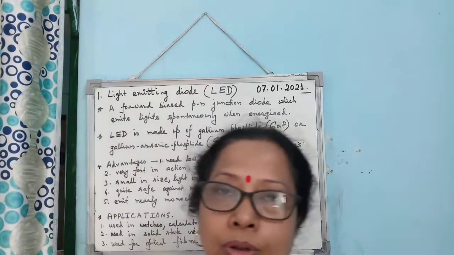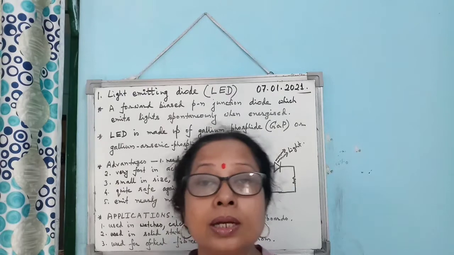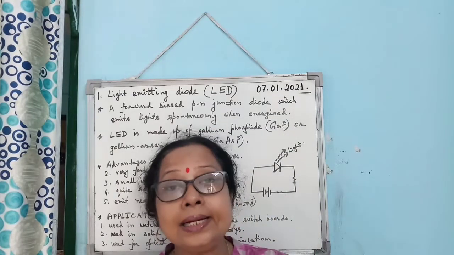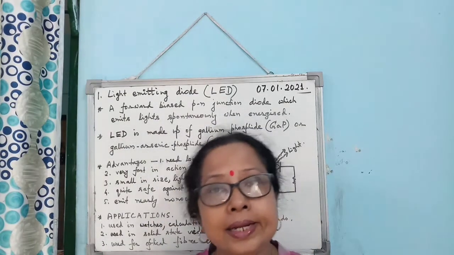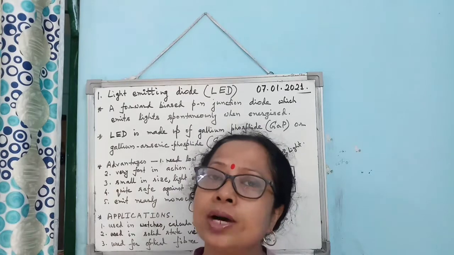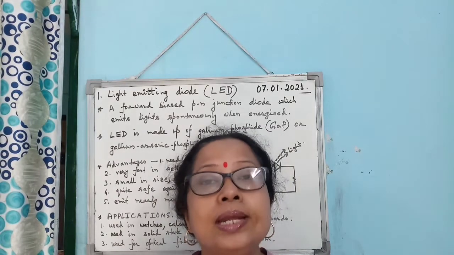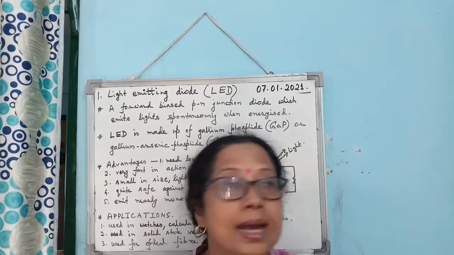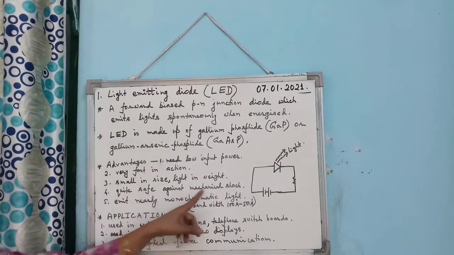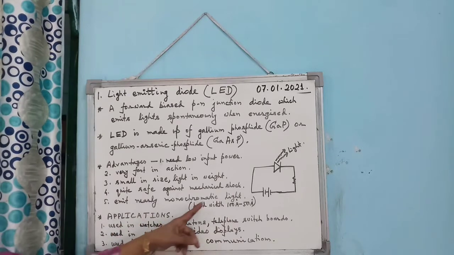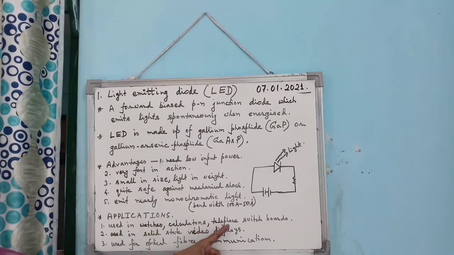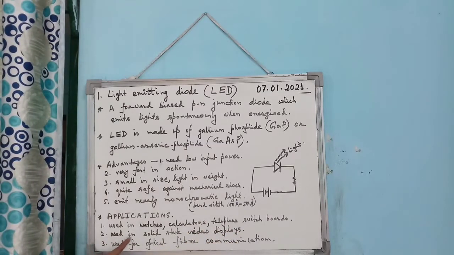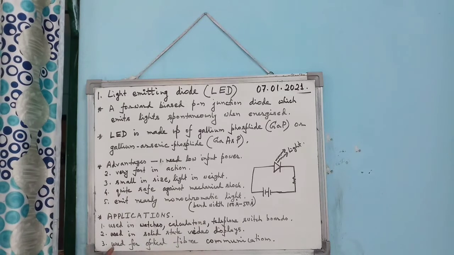Okay, and nowadays we prefer to use the light emitting diode. The short form is LED. Now what are the advantages of LED? It is very small in size, light in weight, very fast in action, needs very low input power, it is quite safe against mechanical shock, and it emits nearly monochromatic light. And what are the applications of LED? It is used in watches, calculators, telephone switchboards. It is also used in solid state video displays. It is also used for optical fiber communication.